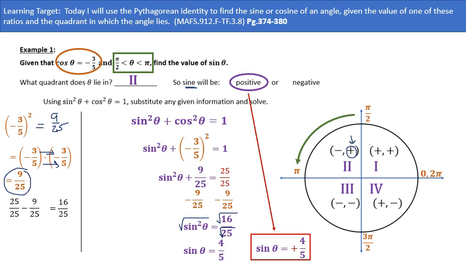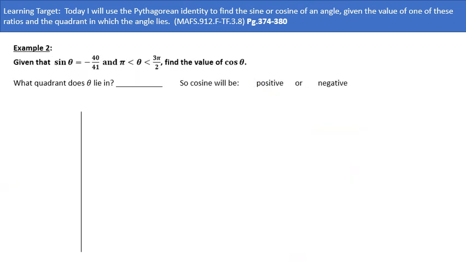Let's look at example 2. Oh, the numbers are bigger. You're going to need a calculator. If you don't have one, pause it right now and go find one. All right, so sine of theta is negative 40 over 41, and pi is less than theta, which is less than 3 pi over 2. Find the value of cosine of theta.